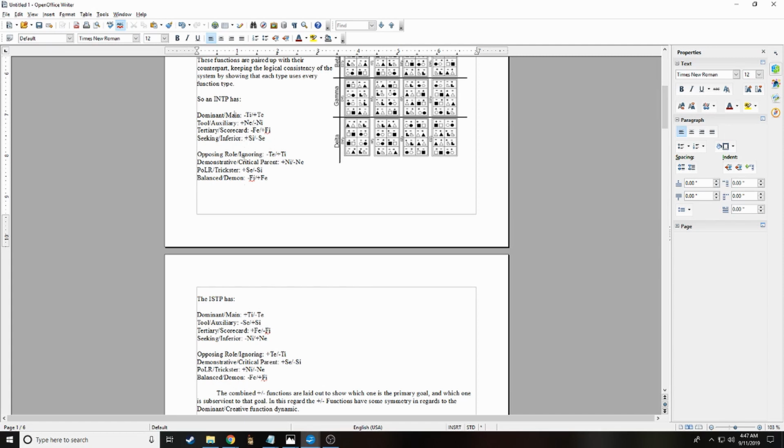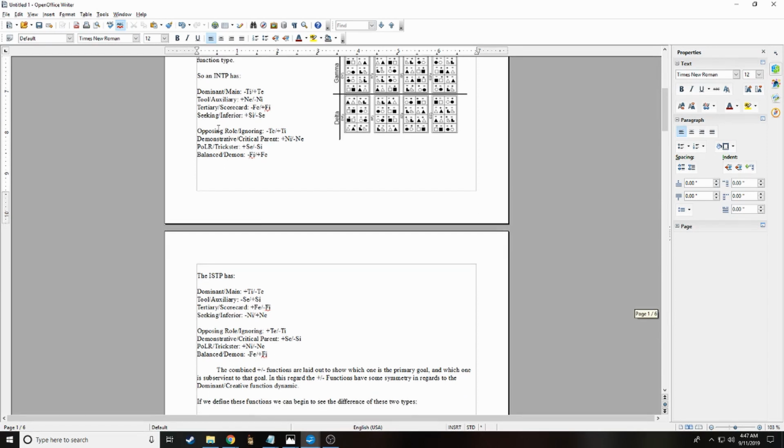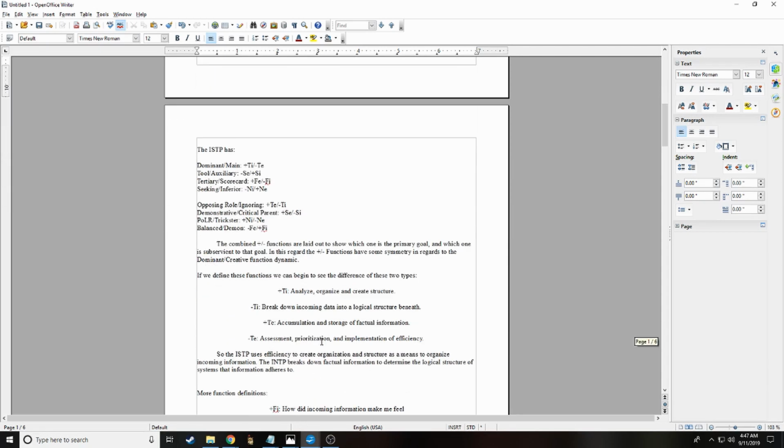These are flipped around, obviously. Opposing role, ignoring these functions are going to be fairly similar. The main difference is that the signs are all going to be reversed, and then the function that's either the demonstrative function or the polar function, and so on and so forth, those are going to be changed a little bit. But for the most part, for a couple of the functions rather, they're going to look fairly similar.